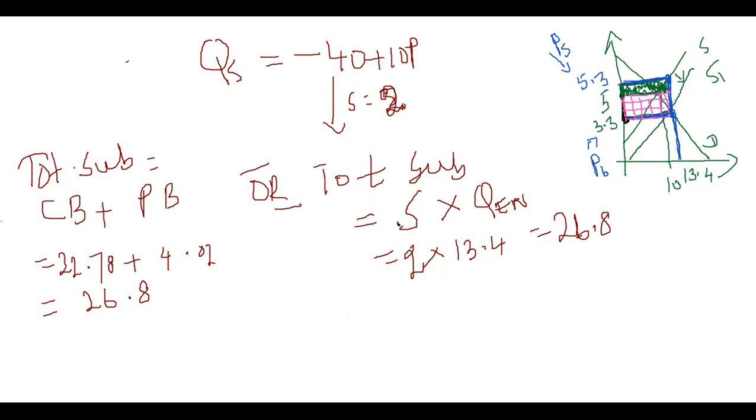Okay. Now we'll come to the next question. Before that, understand carefully. Consumer benefit and producer benefit become the total subsidy. The same is the total cost of subsidy to the government. Whatever the benefits the consumers and producers get become the total cost of subsidy to the government. That also you must not forget. Then we'll come to the next question.